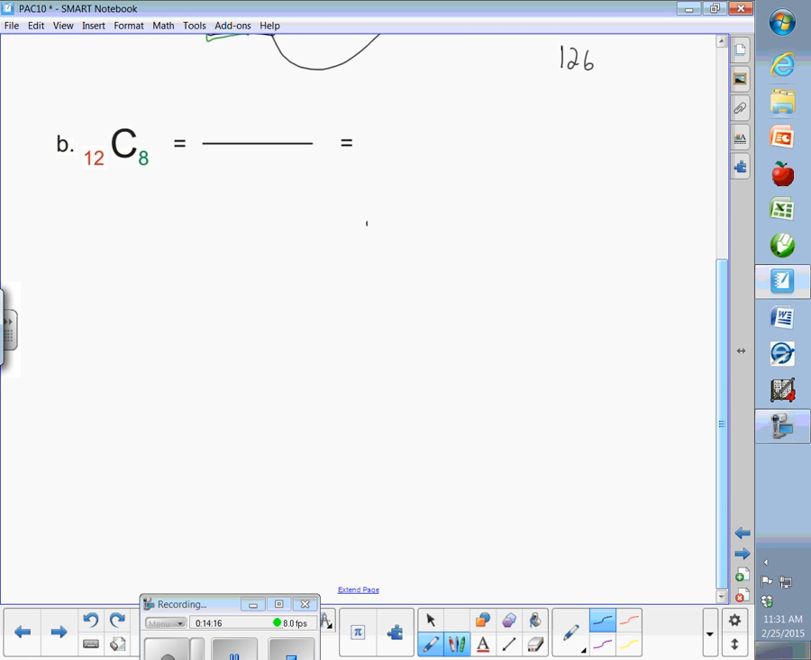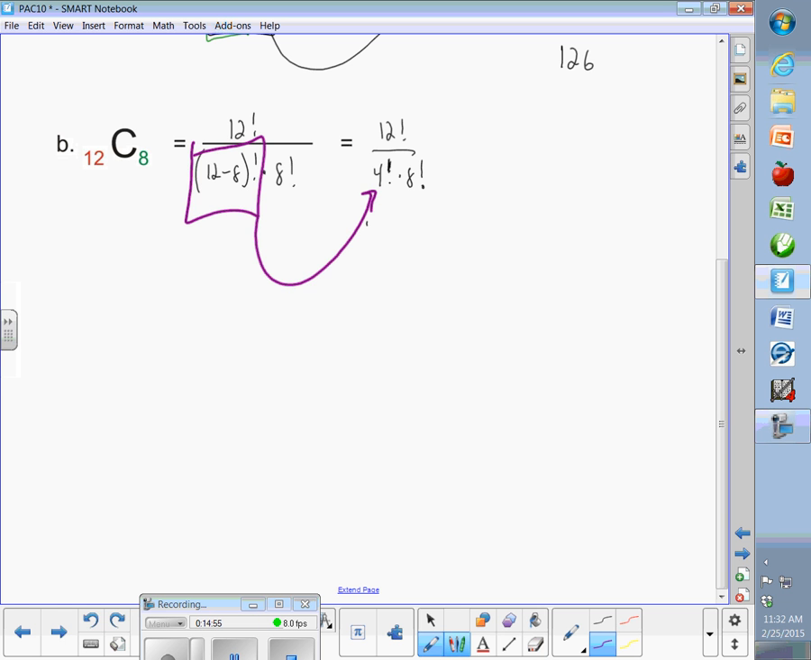Okay, so how to use the alternate method? Start with the formula. So what's the top? 12 factorial. What's the bottom? Parentheses, 12 minus 8 factorial. Remember, that's the permutation part. And then times the r factorial on the bottom to finish the combination. Okay, just to simplify, that's 12 factorial. What is our parentheses? A 4 factorial times the 8 factorial. Are you okay with that? So again, just to be clear, 12 minus 8 factorial is that 4 factorial, and then times the 8 factorial, right?